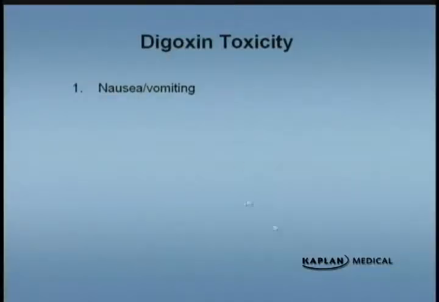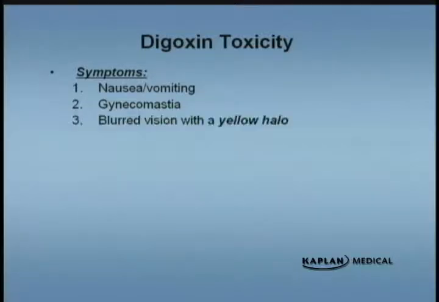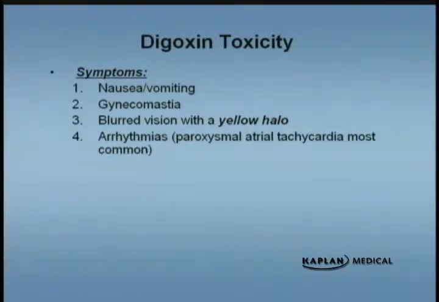Digoxin toxicity. What's the most common toxicity? GI, nausea, and vomiting. Gynecomastia, it's a little anti-androgenic. That's bad, but it's mild and doesn't happen that often. Yellow halos. Why do you get that? I don't know. All antiarrhythmics are proarrhythmic. Digoxin is just one of the many that's proarrhythmic as well.